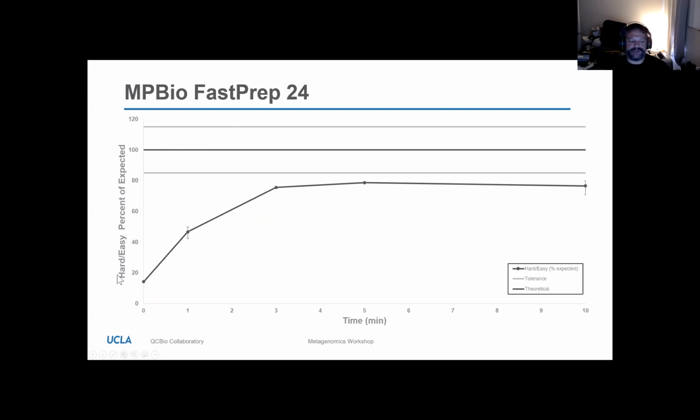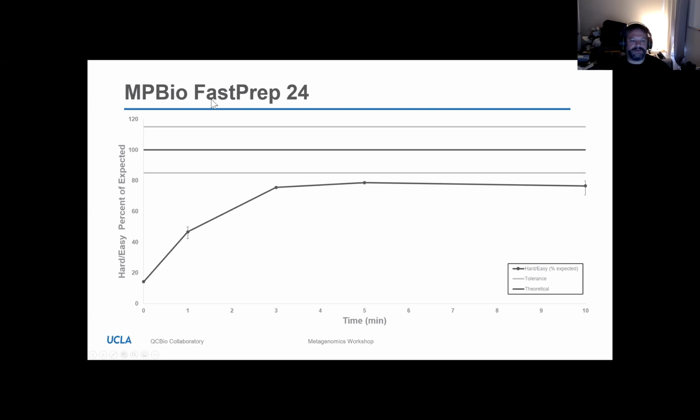This is looking at a ratio of hard microbes to easy microbes, using an MPBio Fast Prep 24 for different amounts of lysis time. What we see here is at 1 minute, we don't have very good lysis. At 3 minutes, we now have pretty good lysis. And we plateau out at a pretty reasonably close to this ideal range after about 3 to 5 minutes.